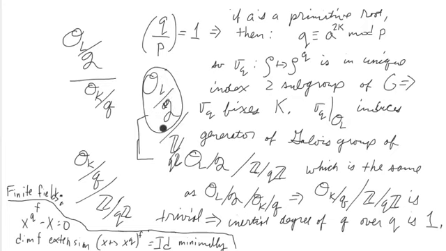And this is a finite field, and all non-zero elements are roots of unity, which actually gives us that all the elements of this field are roots of this polynomial right here. And this polynomial is separable. It has distinct roots.